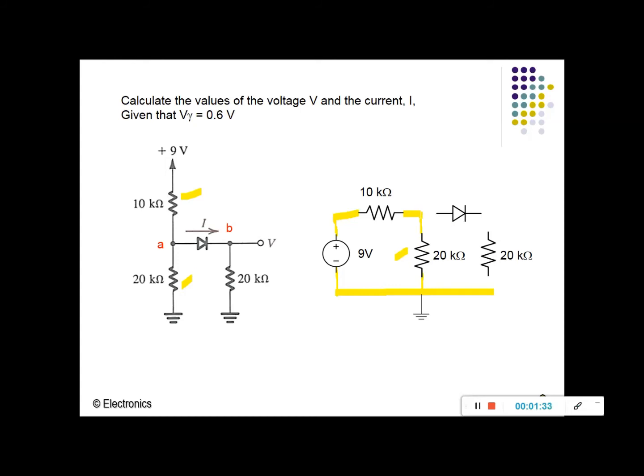So my node A here is also connected to the diode, and the diode is connected to node B. And node B is connected to this 20 kilo ohm, and it is also connected to ground directly. So this will be where your voltage will be measured from node B to ground, and this is my node A, and this is my node B. Alright, so now you can see a proper loop for you to do your analysis. So for example, let's do mesh analysis.